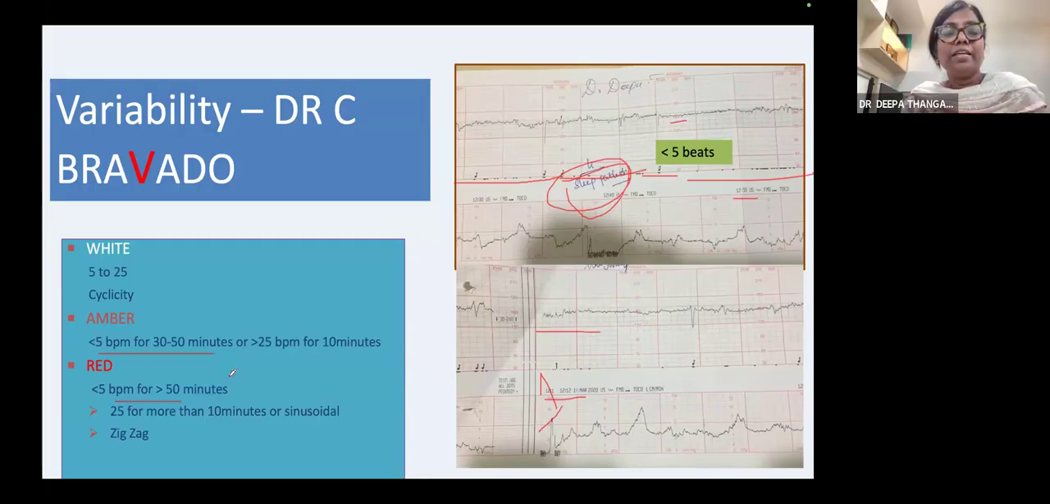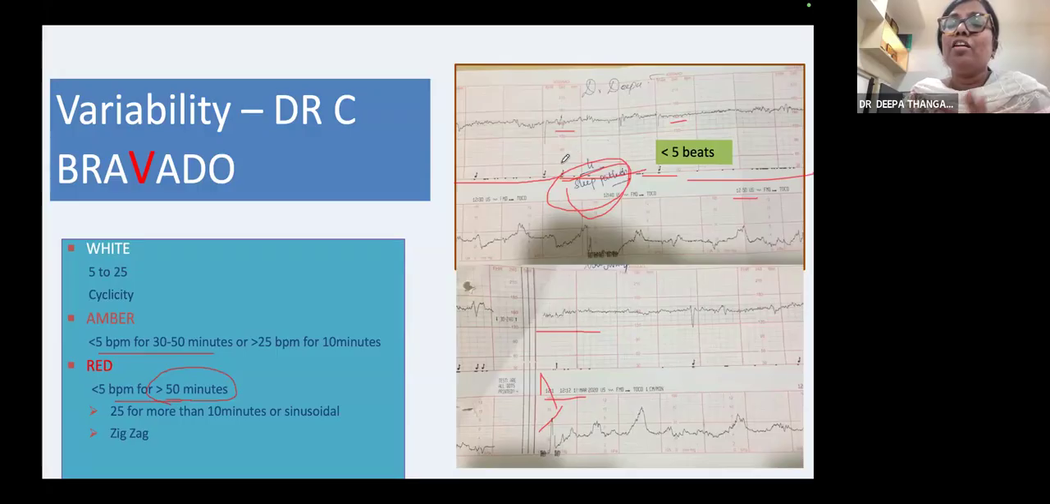So the dictum is, when there is less variability even after resuscitation for more than 40 minutes, then we have to worry. And there are also some clues we can get. If a 40-weeker's baseline heart rate is 150 beats per minute and there is less variability, that means it cannot be sleep cycles.